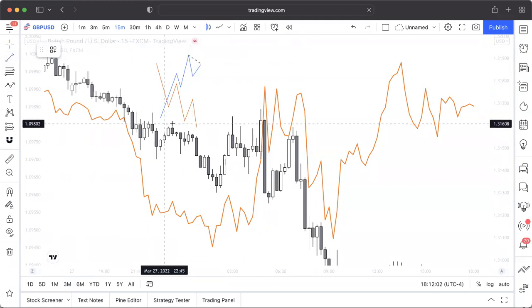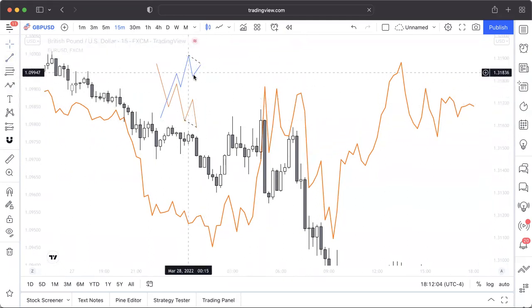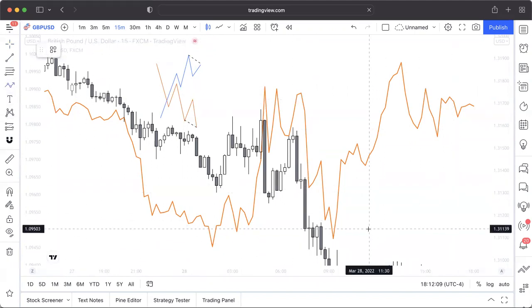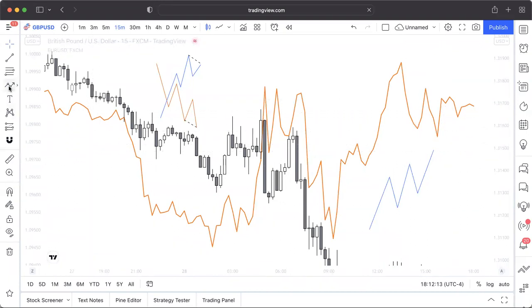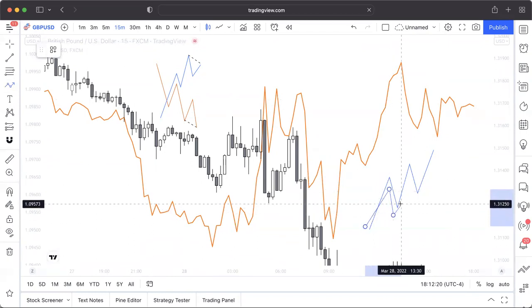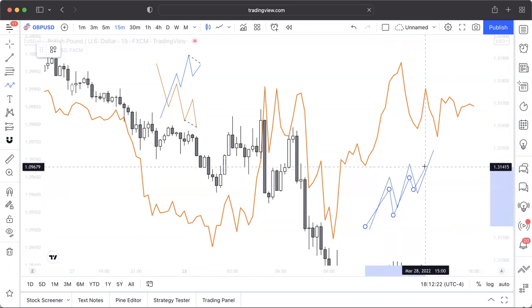But in this case, when something is positively correlated, let's say Euro USD is moving to the upside, then GBP USD would be moving to the upside again, just slightly differently, with a little bit different chart.